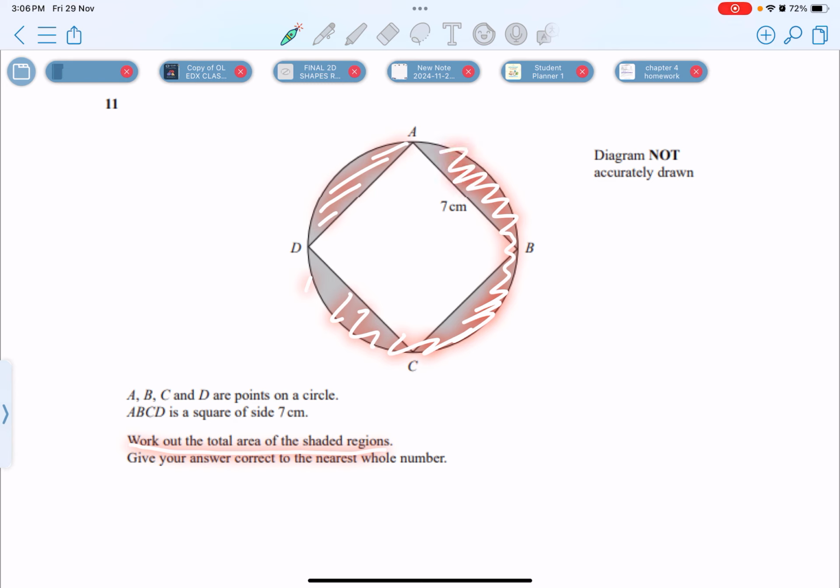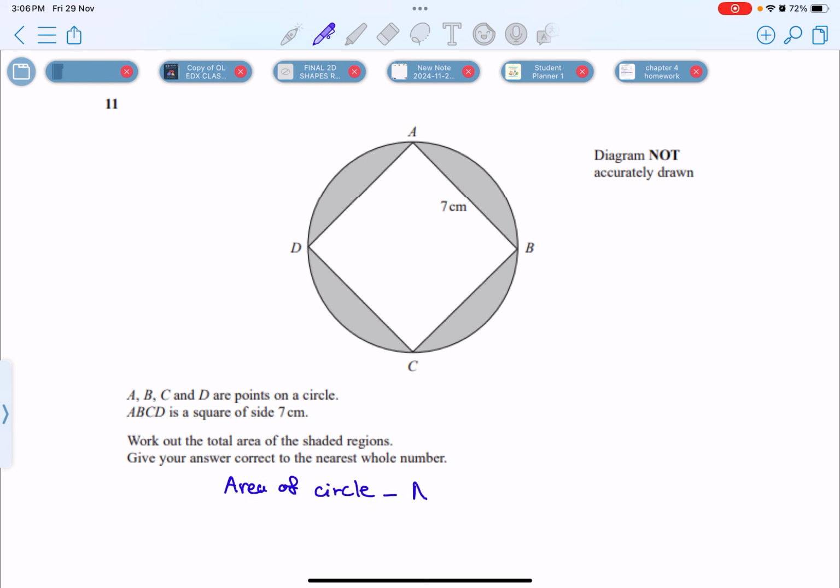I need to work out the area, so the area of the shaded region is supposed to be the area of the circle minus the area of the square. Area of the square, I can easily get it by just squaring the side. 7 squared, because 7 here times 7 here is going to be 7 squared, and I'm going to get the area of the square easily. But how to get the area of a circle? Area of a circle is pi r squared.